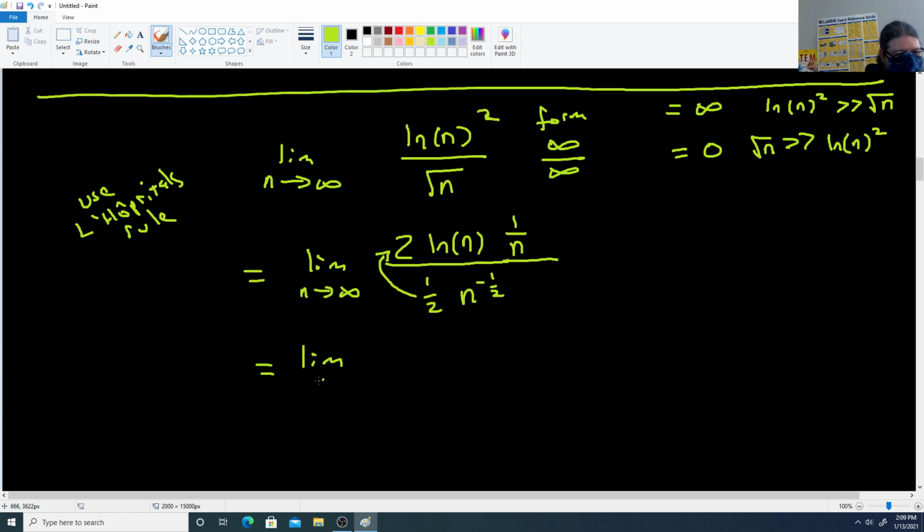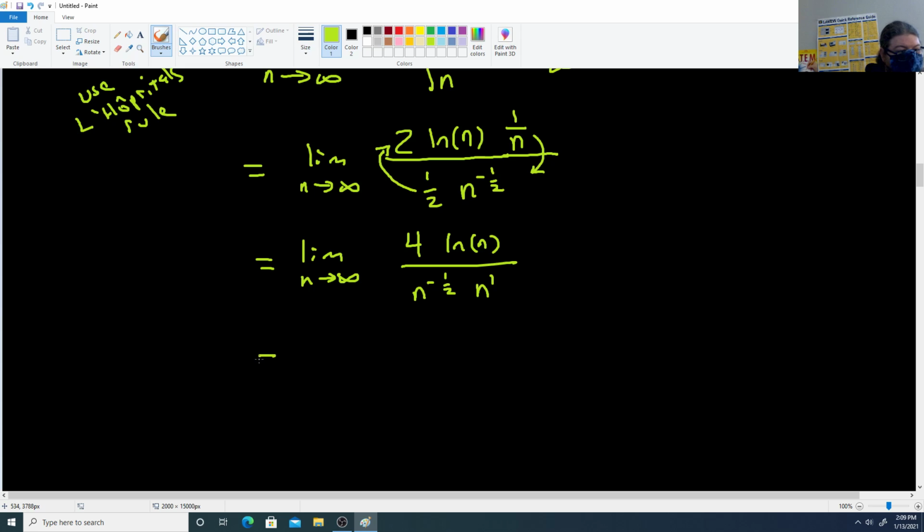So we're going to get limit as n goes to infinity of 4 natural log of n. And in the top, if you have a fraction 1 over n and you're dividing by that, that can move downstairs. So we'll have n to the negative 1/2 times another n, so that'd be times an n to the first power. So this is limit as n goes to infinity of 4 natural log of n, all that over n to the negative 1/2 times n to the 1, which is n to the positive 1/2.